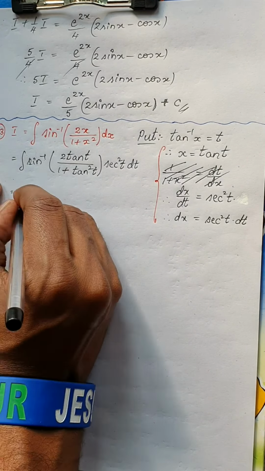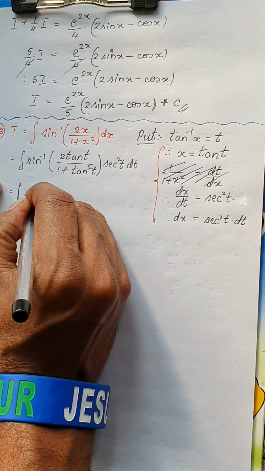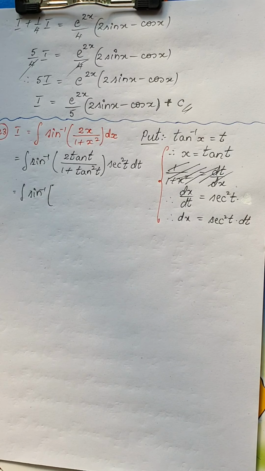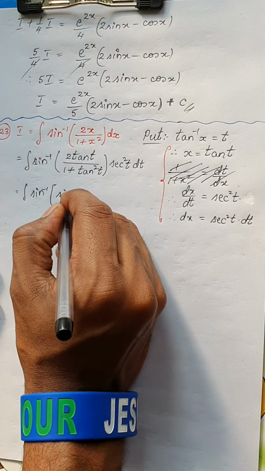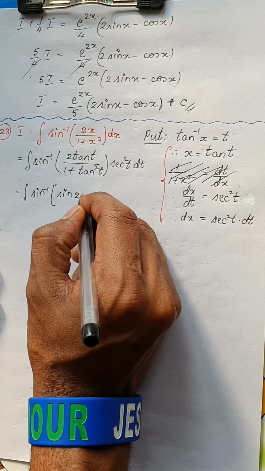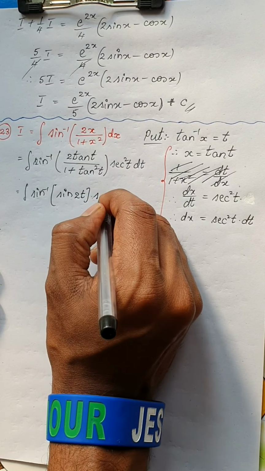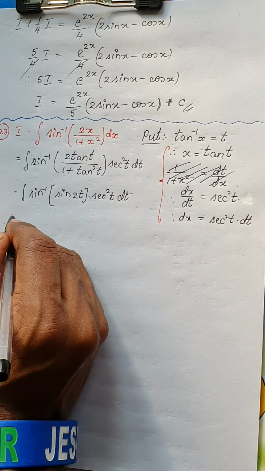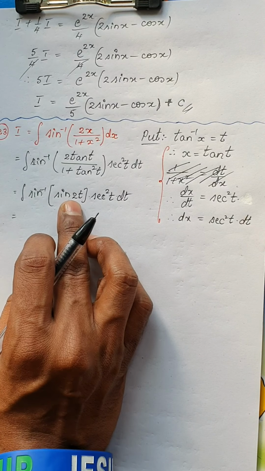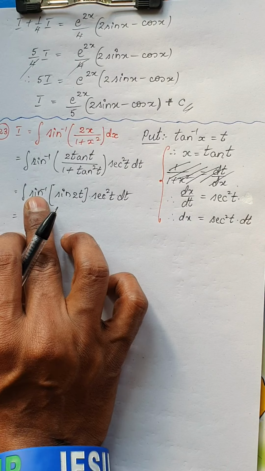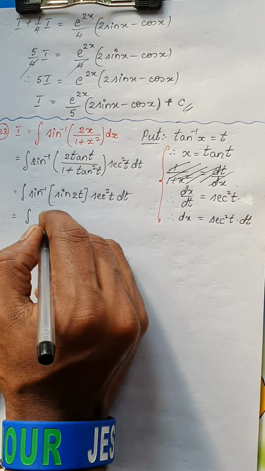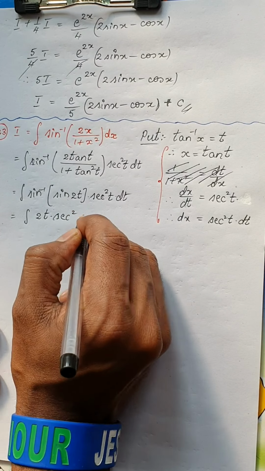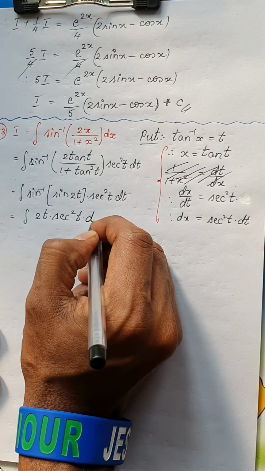So this becomes integral of sine inverse of, remember this is the result, 2 tan theta divided by 1 plus tan square theta would be sine 2 theta. So it would be sine 2t into secant square t dt. Okay, so sine inverse and sine would be nullified because 2t would be in the range of sine inverse x. So my result would be integral of 2 times t into secant square t dt.